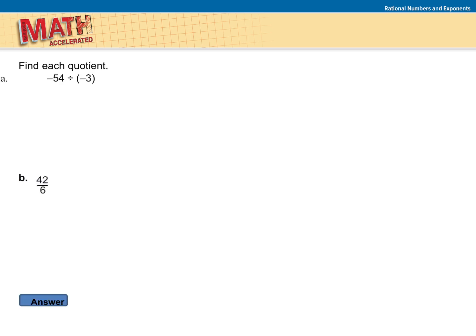On this one, we're dividing two negatives. What do you get when you divide two negatives? A positive. What's 54 divided by 3? 18. Again, let's talk through this.